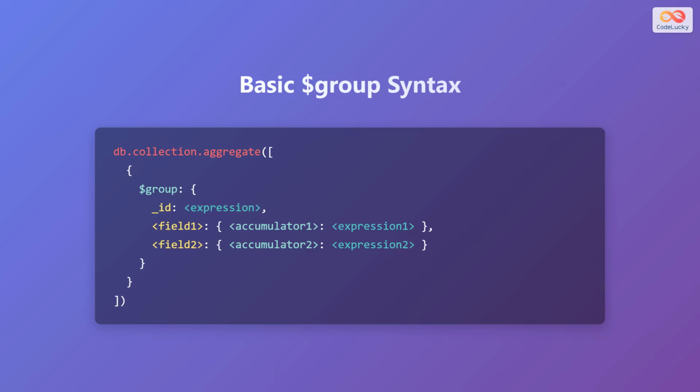Here is the basic syntax for the $group operator in MongoDB aggregation. We start with the db.collection.aggregate method, passing in an array of stages. The $group stage is defined within curly braces. Inside $group, the _id field specifies the expression by which to group the documents. Additional fields, such as field1 and field2, are defined with accumulator operators to perform calculations on each group. For each field, we specify an accumulator like accumulator1 and accumulator2, along with their expressions like expression1 and expression2.